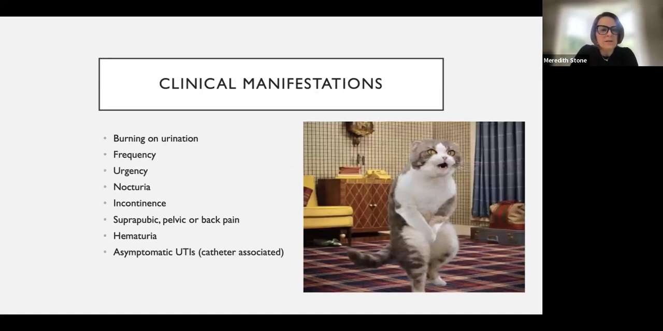I think we all know what the symptoms of UTI are like, right? So feeling burning, frequency, increased urgency, going to the bathroom overnight, someone being incontinent, pain, whether it's suprapubic, so above the pubic area, in the pelvic area, or even in the back, having blood in their urine. And then sometimes patients don't even realize and are asymptomatic.